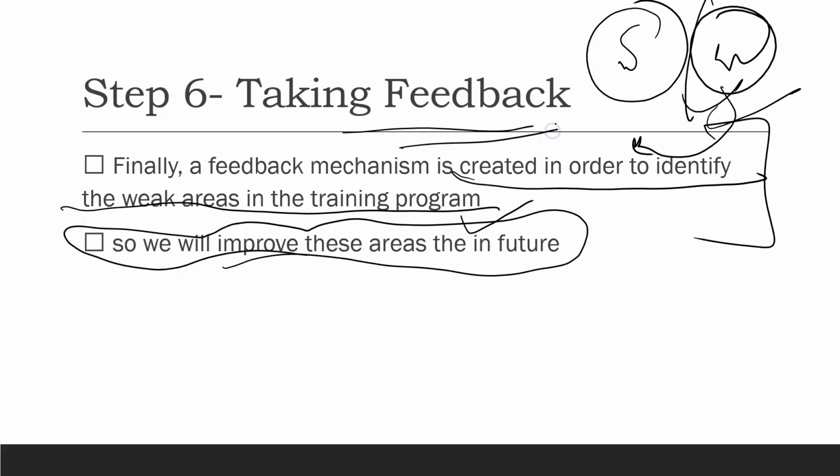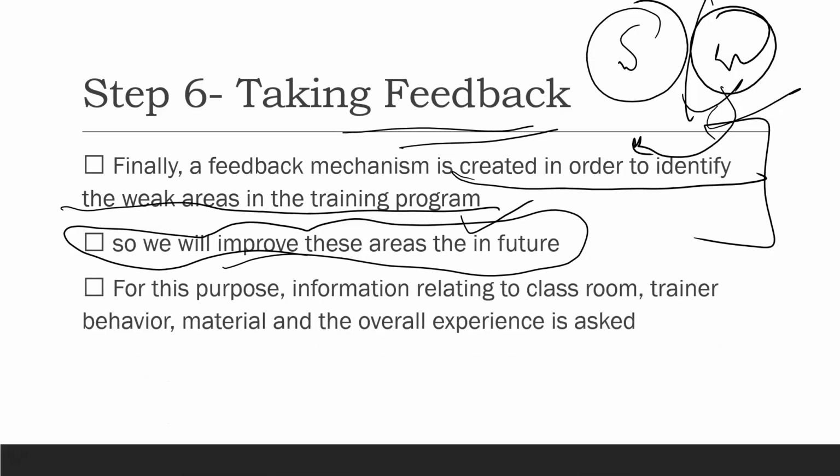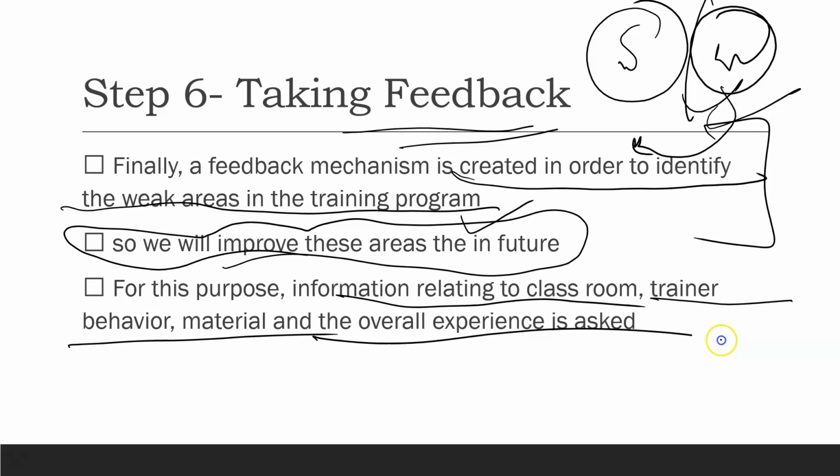people. Sometimes the training becomes very monotonous, sometimes the trainer is not up to the mark, there could be a lot of issues which a training program can end up with, and that is the reason why we need to take feedback from the people. And for this purpose, information related to classroom, trainer behavior, material and overall experience, what can you use for this? You can use feedback surveys also.